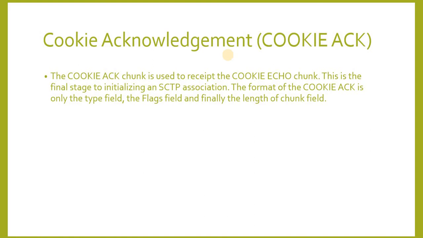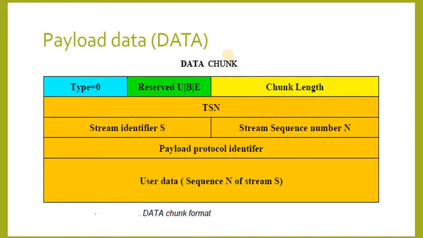To complete the picture, there are other chunk types that need discussing. These are payload data. The data chunk is used to carry the end user's data between the two SCTP endpoints. Type. The type field indicates a data chunk. Data flags. The fields of the flags field are to say that the data chunk is unordered, beginning segment or end segment. Chunk length. This indicates the length of the data fields that follow. This indicates the number of bytes in the chunk, starting with the type field and ending at the tail of the user data field.